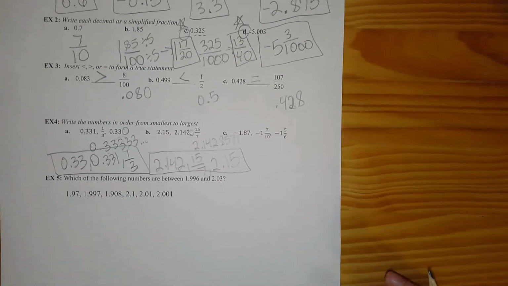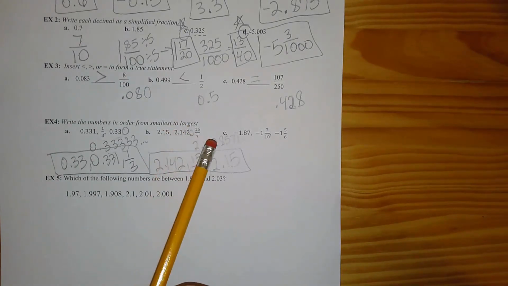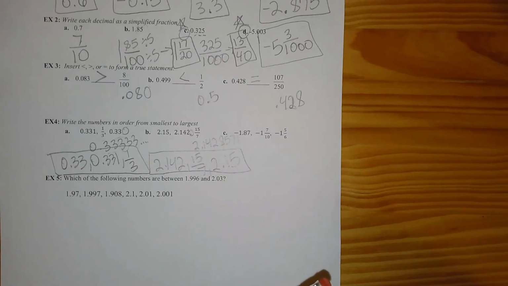Alright, last one is negative. Negative numbers are kind of strange because when you're ordering from smallest to largest, the negative number with the biggest magnitude is actually the smallest. It's the most to the left on the number line. So it's going to feel like you're going big to small instead of small to big because they're negatives.